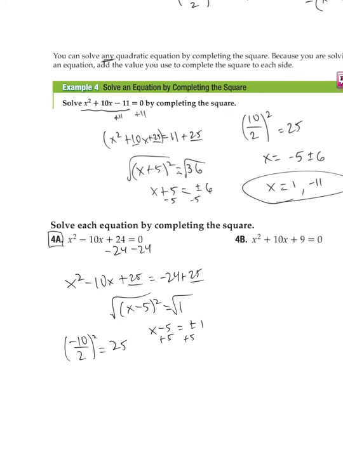Adding 5, so 5 plus or minus 1. 5 plus 1 is 6, and 5 minus 1 is 4. So 6 and 4 would be our solutions here.